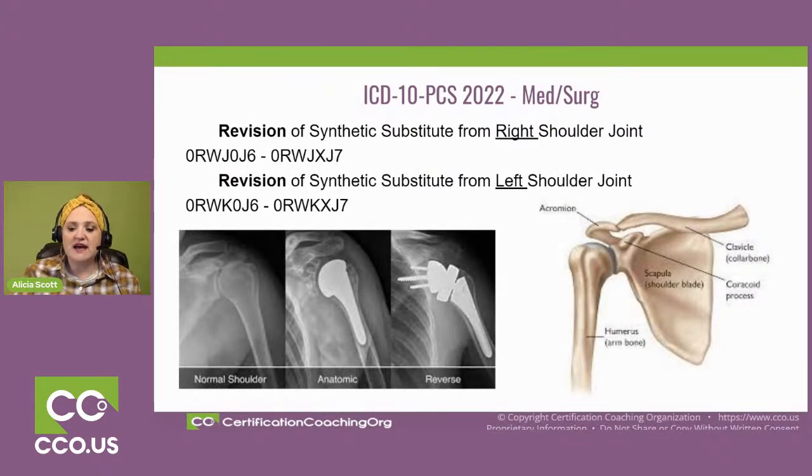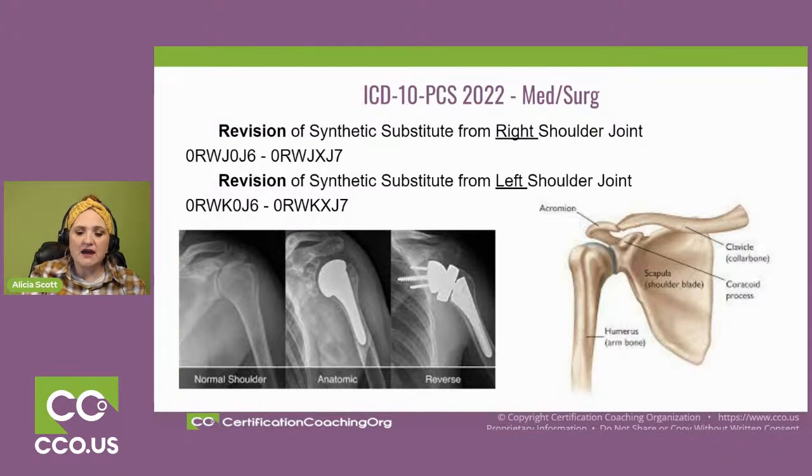So here we go. See that humeral area that we mentioned in the previous slide? And this is now for the right shoulder joint and the left shoulder joint, but we're doing a revision. What are we revising? A synthetic substitute. What's the synthetic substitute? Now, these are very similar to what we just looked at, and it's repetitious, so I didn't fill this all out again. But on the left, you'll notice that's a normal shoulder, okay?